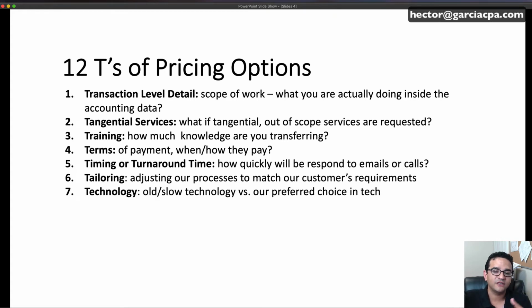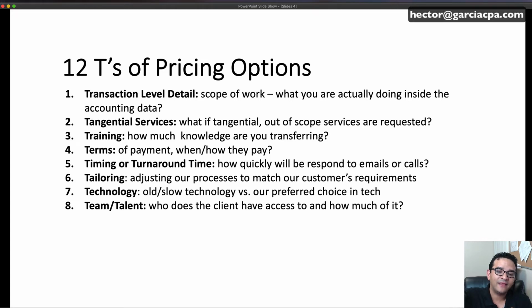Then we have technologies. Is our client using old, slow technology? Are they forcing us to stay within their technology? Are they taking our recommendation for better technology? Are they working with desktop, on the cloud? Is there a lot of security, a lot of nuance around accessing our client's information? So that would be the technology section.